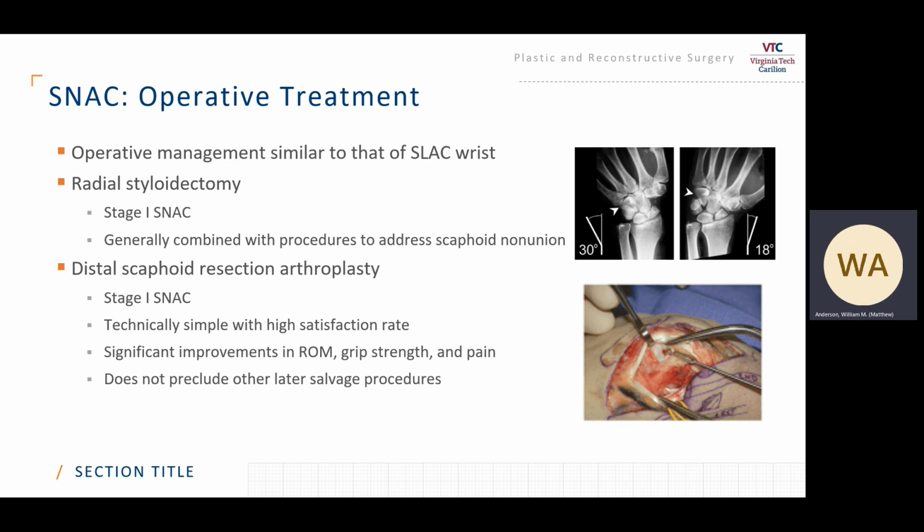Distal scaphoid resection arthroplasty, indicated in stage 1 SNAC. This is technically simple with a high patient satisfaction rate. Provides patients with significant improvements in range of motion, grip strength, and pain, with generally durable results. Does not preclude other later salvage procedures, which can be very important in these patients.